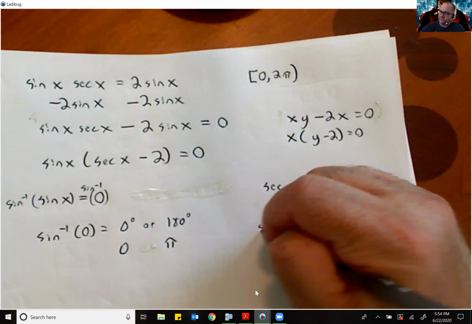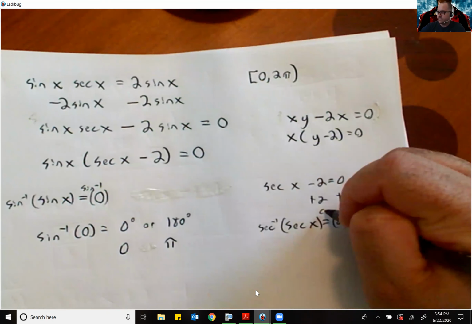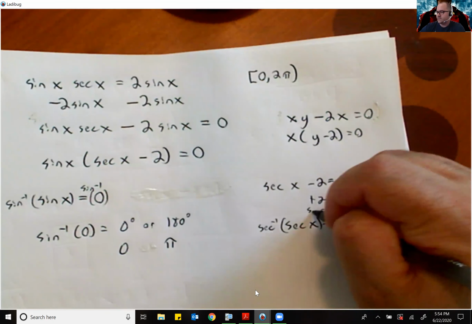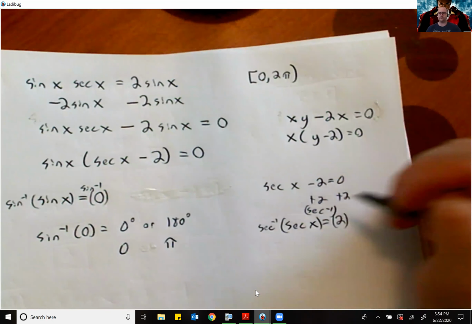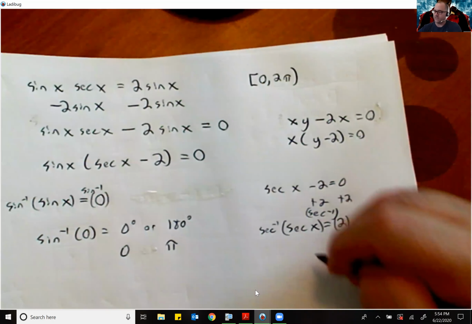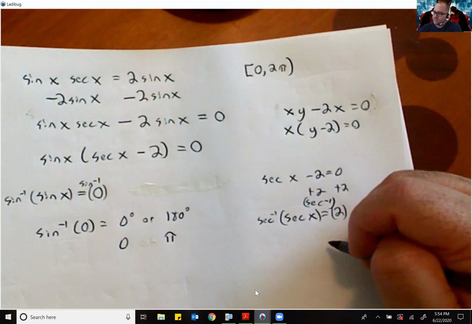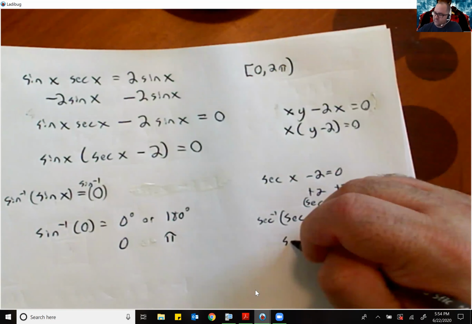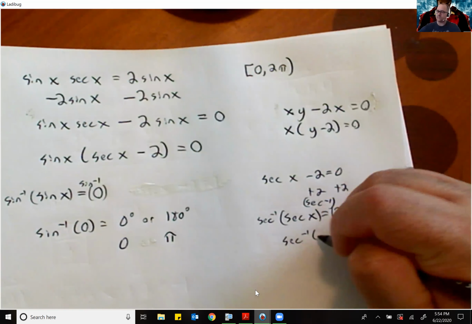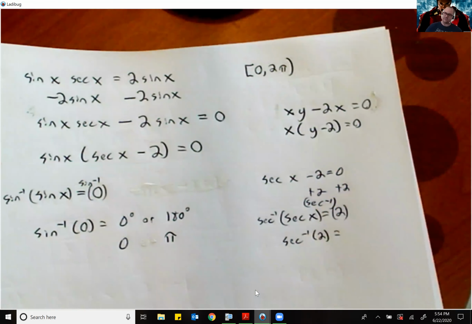So secant inverse. Okay? So in here we now know that we need the inverse of 2. Or in other words, we want to know, when is secant 2? And again, 2 is in the domain because we've seen the domain is from -infinity to -1, union with 1 to +infinity. So this is in that 1 to +infinity.